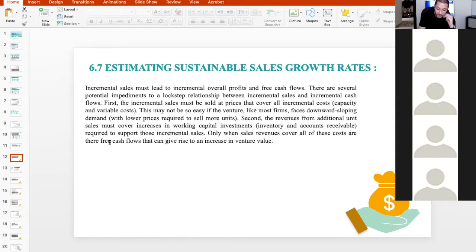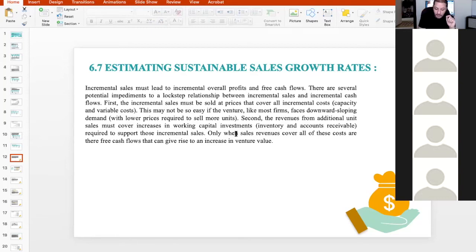هذا الشرط الأول. الشرط الثاني, second, the revenues from additional unit sales must cover increases in working capital investments. يعني المبيعات الزايدة هذه لازم تغطي كمان أي احتياجات في رأس مال العامل. مثل ما حكيت لكم، ما لازم نسوي مبيعات زائدة بأي ثمن وبأي طريقة، في عندك شروط لازم تحترمها.